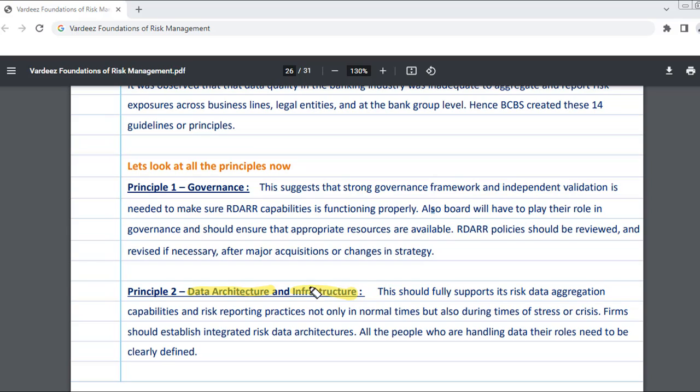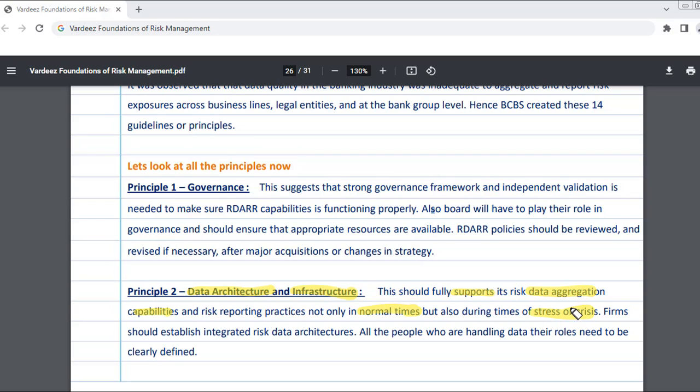So having the infrastructure, the proper implementation of the data architecture is very important. This is very crucial for any organization. So principle number 2 suggests that it should fully support its risk data aggregation capabilities and risk reporting practices, not only in normal times but also during times of stress or crisis.